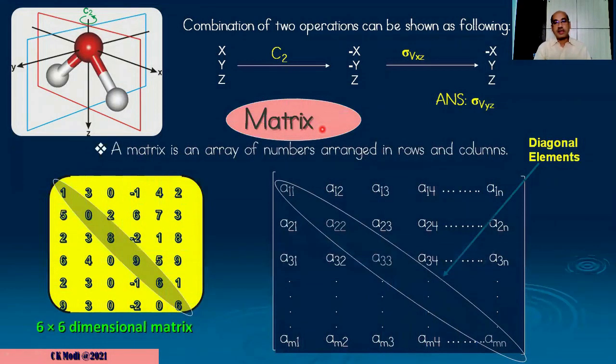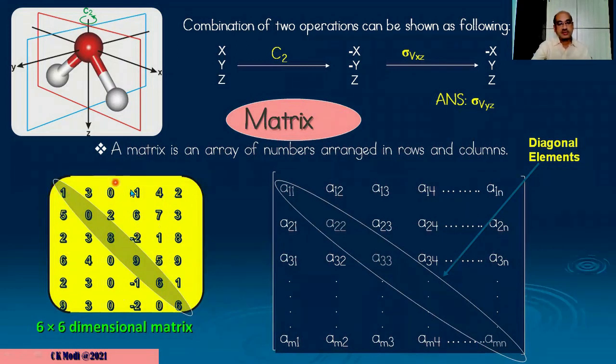Now matrix. So these symmetry elements, E, sigma v xz, sigma v yz, C2, how to represent these elements in terms of matrix? So now we shall discuss the matrix. A matrix is an array of numbers arranged in rows and columns. These are the rows, and these are the columns.